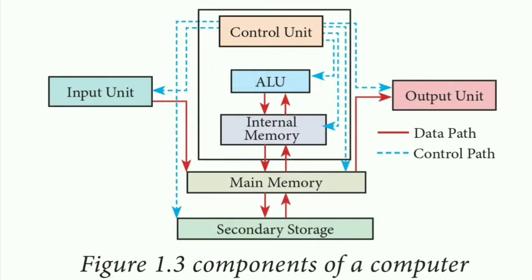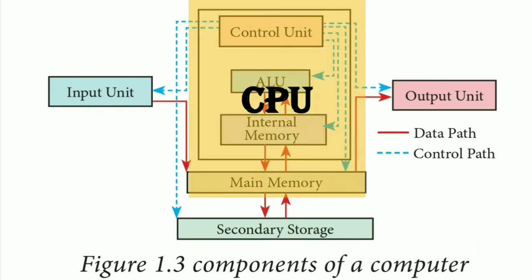So there are three main components of a computer, that is input unit, central processing unit, and output unit. The central processing unit is made up of the control unit, the arithmetic and logical unit, and the internal memory, that is the memory unit. All these three together are called the central processing unit. And finally, the output unit. So these three are the main components of the computer. So let's see one by one.